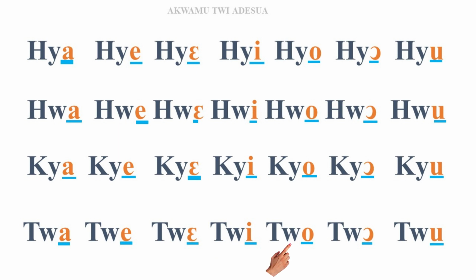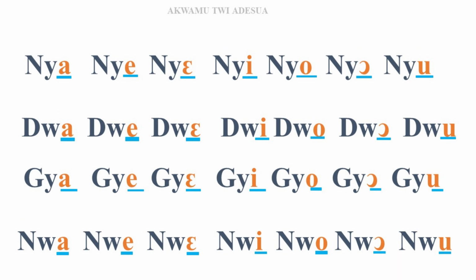Then when we add the vowel sound o to the ch, we'll get cho. And then when we add the vowel sound u to ch, we'll get chu. So you can see the indication of the various special characters or sounds, in line with the vowels.